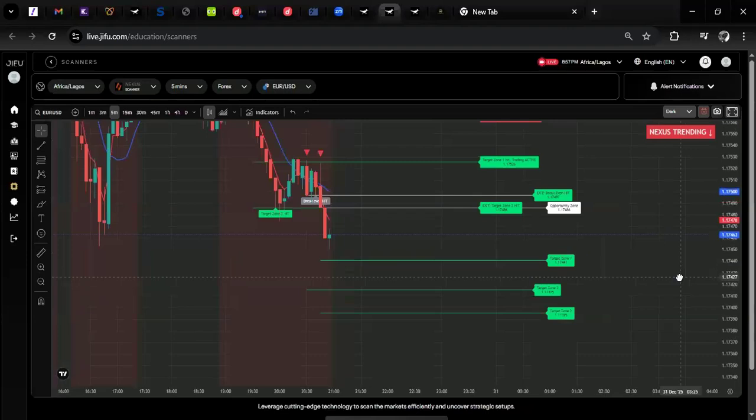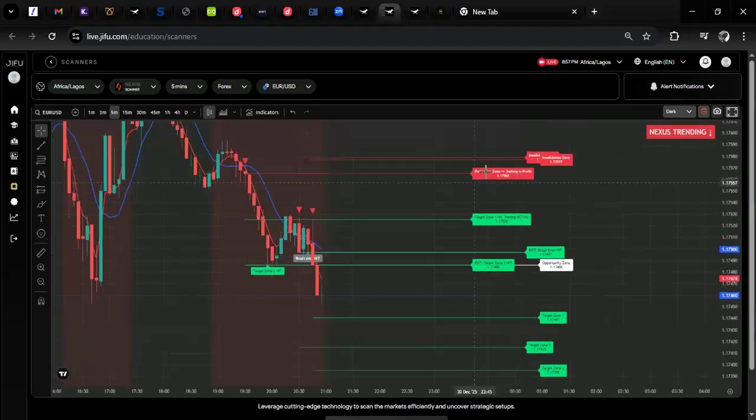So many things here. I think they need to work on these things. This is an entry zone. This is invalidation. All right, this is an entry zone. This is invalidation. This is exit. So many things here. You just need to understand.